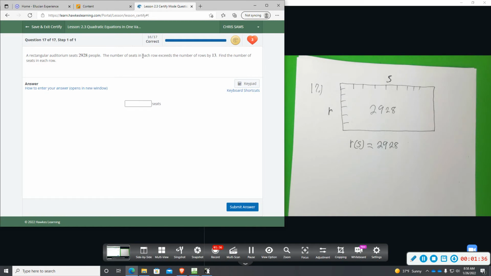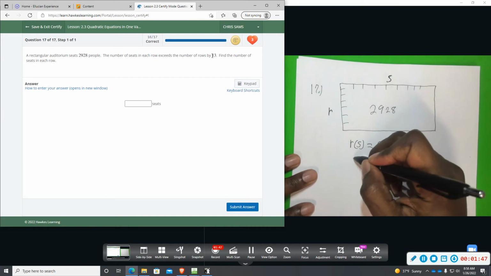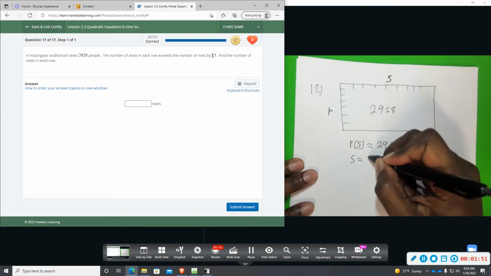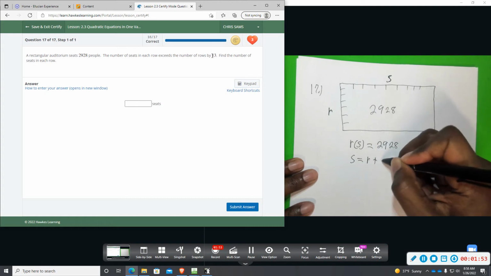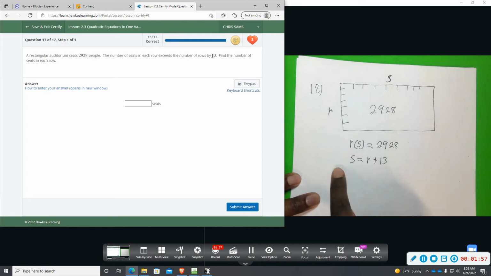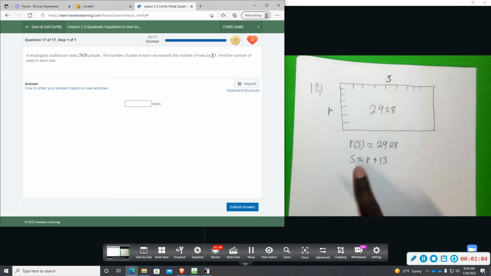Okay, then we're given another representation for seats in rows. So the number of seats in each row is more than the number of rows by 13. So we have another equation. Seats is more than the number of rows, equal to the number of rows plus 13. So if you know how many rows there are, if you add 13, then you'll have how many seats are in each row. So we have an equation that relates seats and rows together.